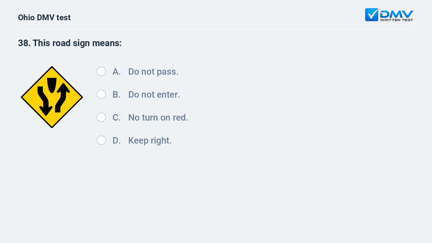This road sign means A. Do not pass. B. Do not enter. C. No turn on red. D. Keep right.